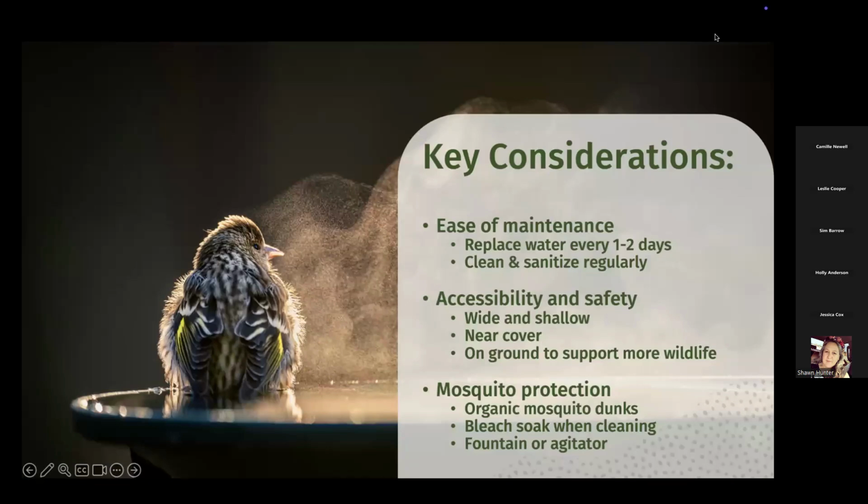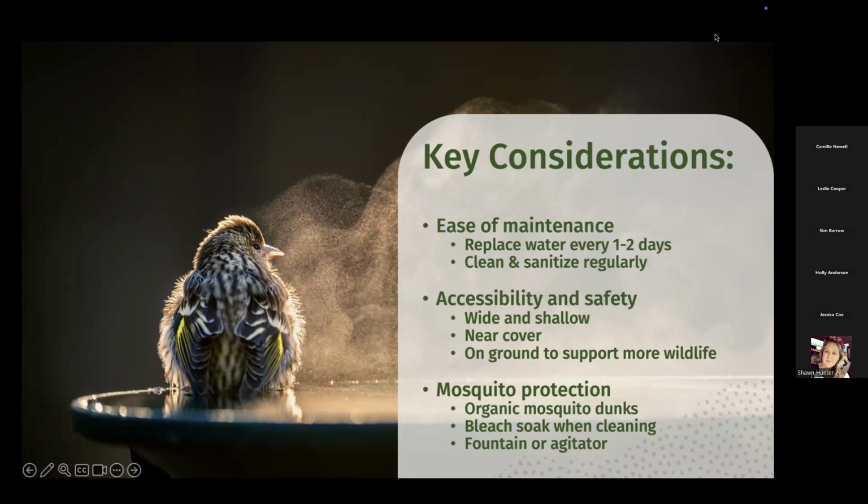Some key considerations as far as how we approach providing water for wildlife. One of the most important things to start with is how can I maintain that resource? A lot of people, that means having a bird bath or a water dish or a trough or something like that. It's important to be able to replace that water every day or two. Obviously, if you have a large water resource like an in-ground pool, it'd be hard to do that. But for a bird bath or something like that, replacing that water every 1 to 2 days is a really important thing.